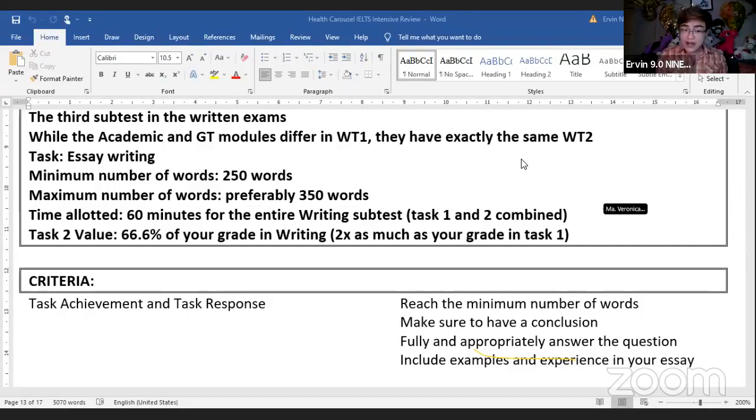Remember, the first criterion does not say length. If it's length, then that means to say you just have to keep on writing and writing, even if it's nonsense. IELTS examiners are very particular with how you answer the question because that will determine whether you are answering the question and if you're able to come up with an output that meets the standards of examiners.